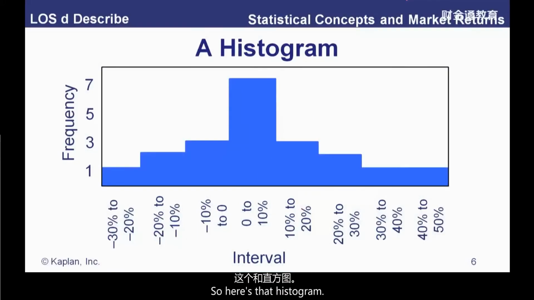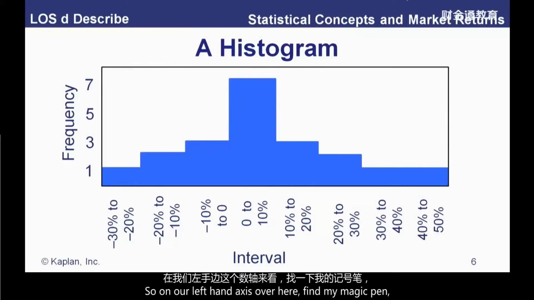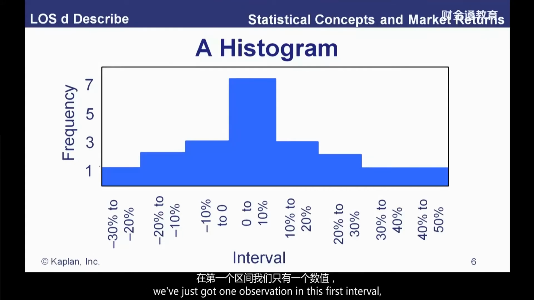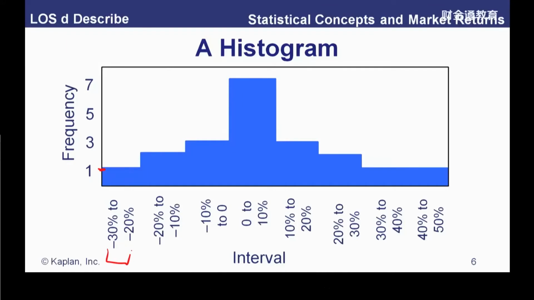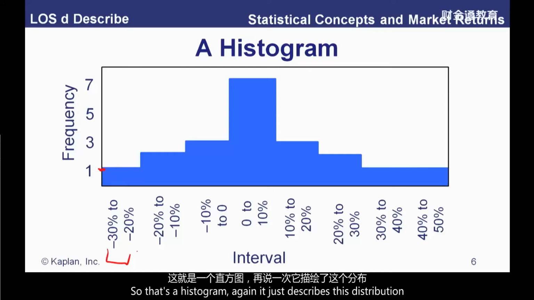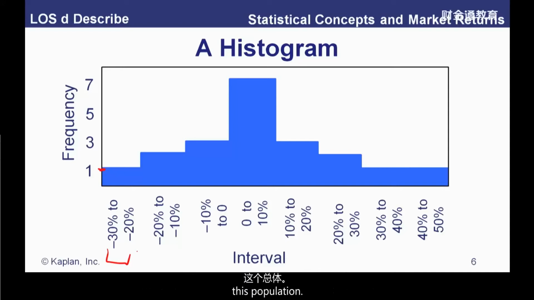So here's a histogram. The histogram just shows frequencies. On our left-hand axis over here, we've just got one observation in this first interval, minus 20 to minus 30%. And it looks like 2 in that next interval, 3 in the third one, and then it goes up from there. So that's a histogram, and it just describes this distribution, this population.